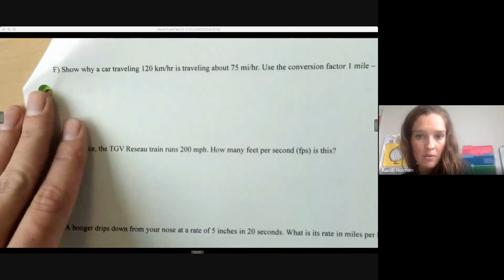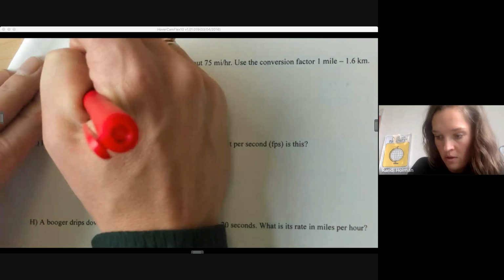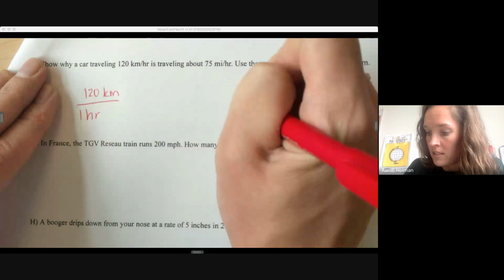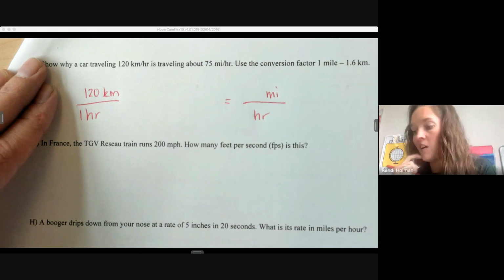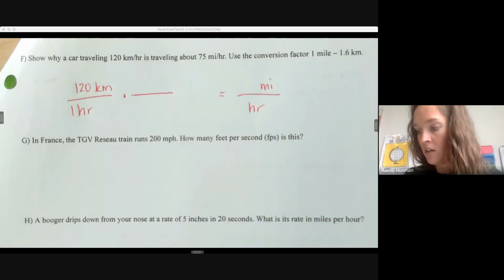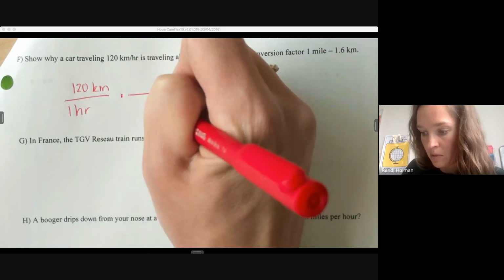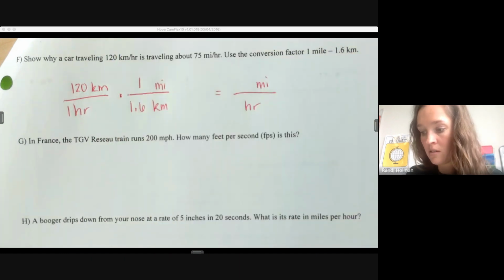Okay, so let's take a look at a couple more examples here, utilizing those ones conversion rates to help us get where we're trying to go. So we have a car traveling 120 kilometers per hour. So I know I have 120 kilometers per hour. My goal is to get to miles per hour. Use the conversion factor of 1 mile is 1.6 kilometers. So I'm going to multiply by my conversion factor. I want miles up here, so I'm going to put miles there, and I'm trying to get rid of my kilometers, so I'm going to put them opposite. There's 1 mile for every 1.6 kilometers.